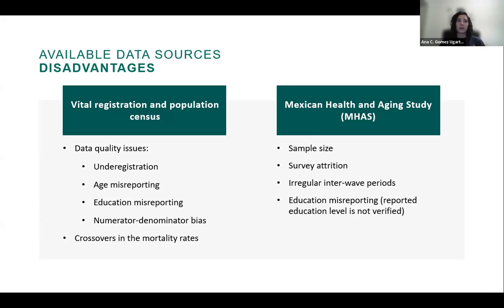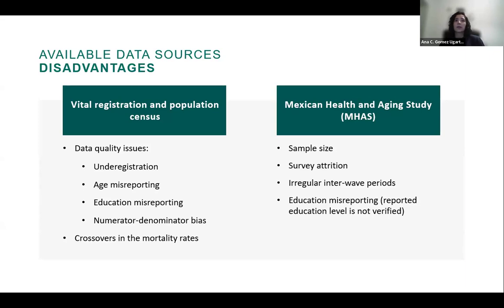The problem is that we cannot measure this education misreporting because we don't have an additional data source which we can link to verify what was reported. Then, because we're using the vital registration as the numerator for mortality rates and the census as the denominator, we have what is called the numerator-denominator bias. It arises because we're using two different data sources to estimate these mortality rates, and it can usually be seen in crossovers in mortality rates between education groups at higher ages.